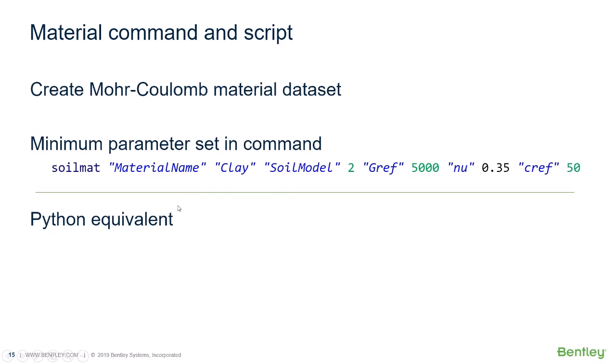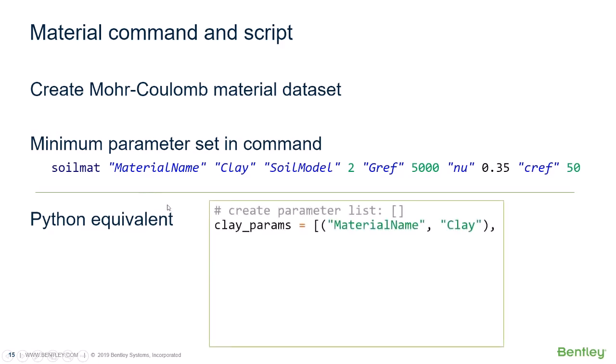Now, if we want to do the same thing in Python, we can have these clay parameters. We first set up a list of these parameter names and their values. So here is the material name clay, the soil model set to 2, the shear modulus is set to 5000, the Poisson's ratio is set to 0.35, and the undrained shear strength set to 50.